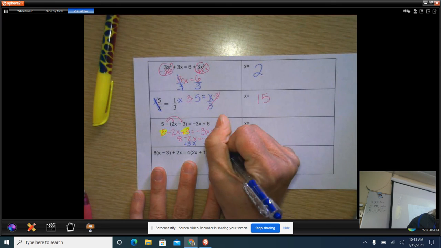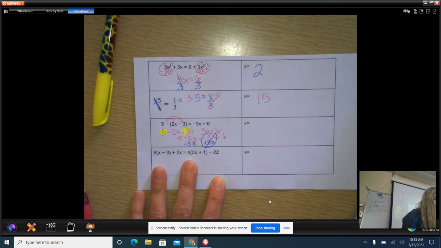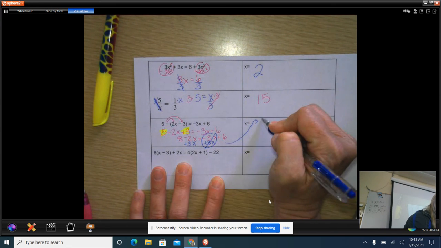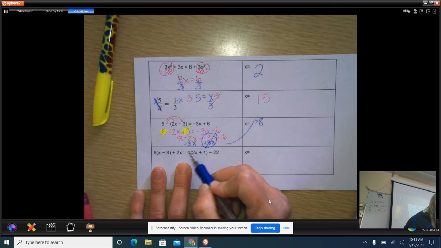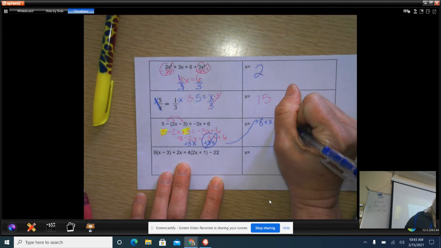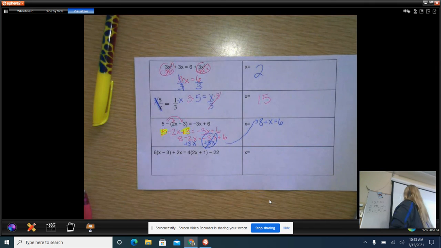Negative 3x plus 3x cancels out. And over here, I'm going to go ahead and move my work over here. I have 8. Negative 2x plus 3x is simply positive x, and that's equal to 6. Now we're left with a one-step equation.